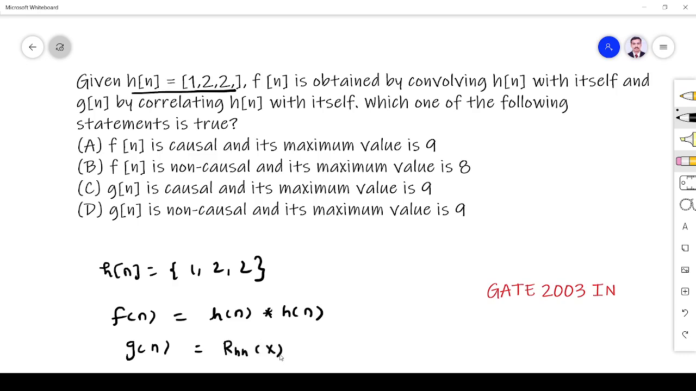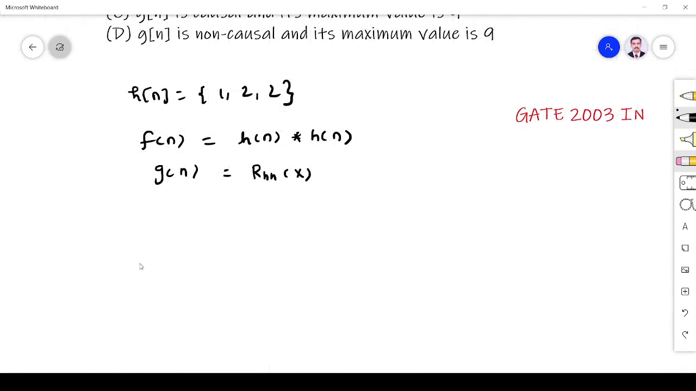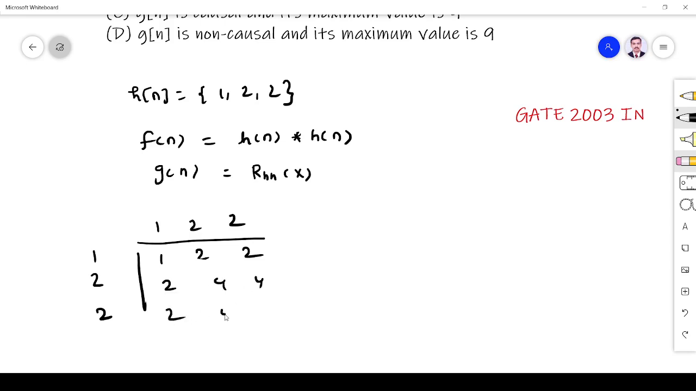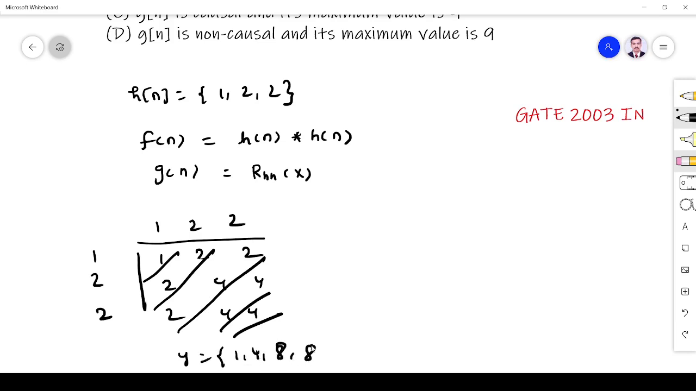Which one of the following is true? So first we find convolution and correlation. Convolution: 1, 2, 2, we have to convolve this with itself. Take cross multiplication: 1, 2, 2, then 2, 4, 4, then 2, 4, 4. Add it. So y is 1, 4, 8, 8, 4.